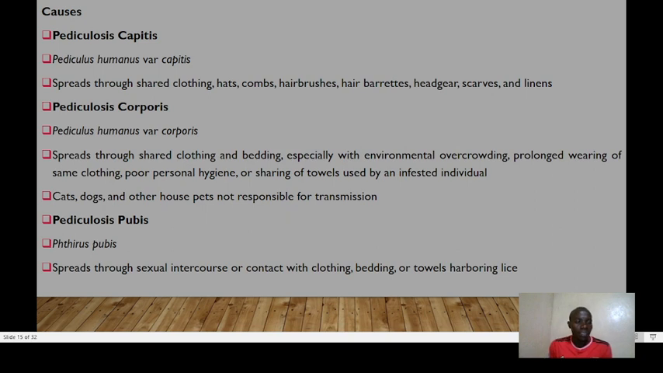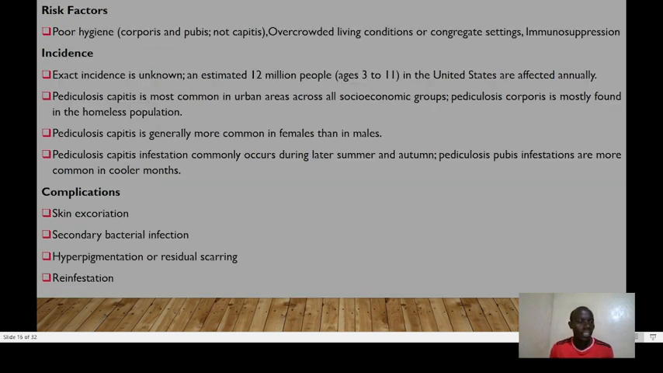Pediculosis pubis is spread through sexual intercourse or contact with clothing, bedding, or towels harboring the lice. Risk factors could include poor hygiene, overcrowded living conditions, congregate settings, or immunosuppression.